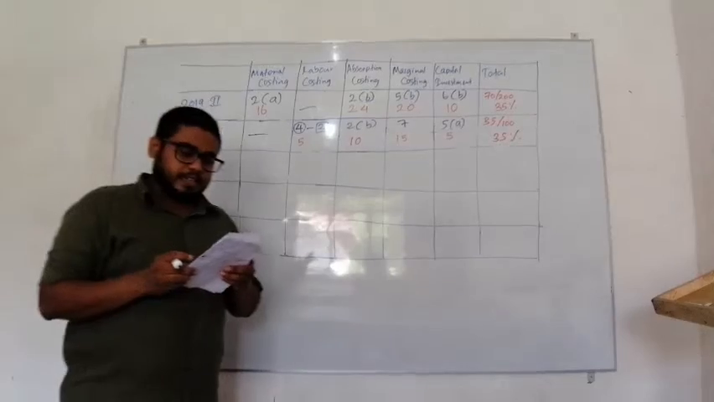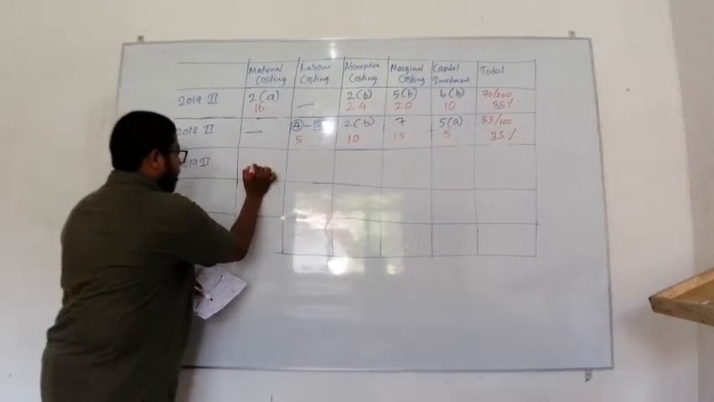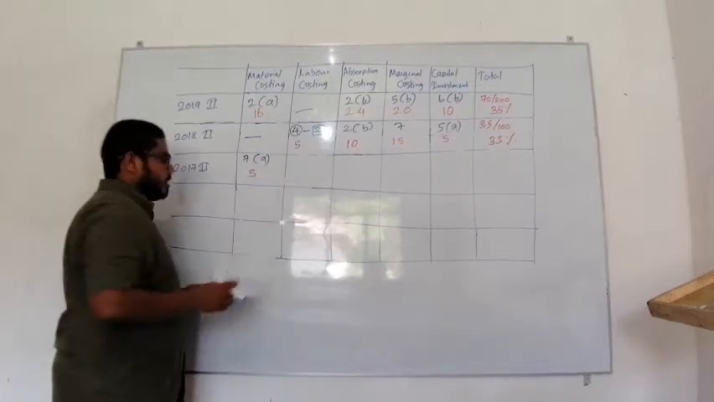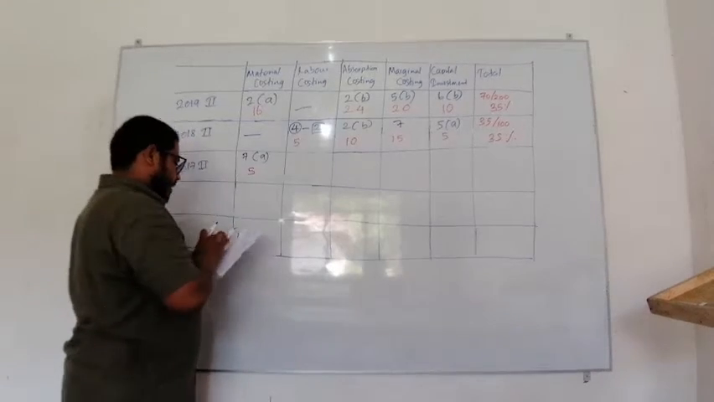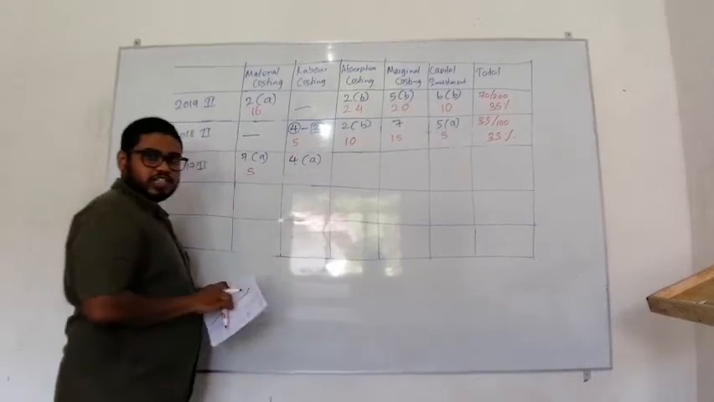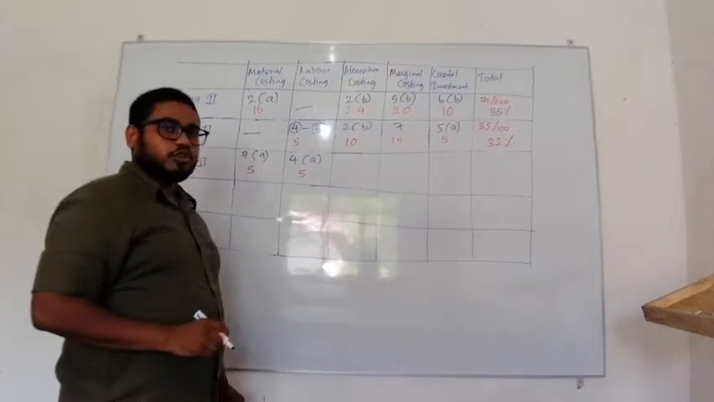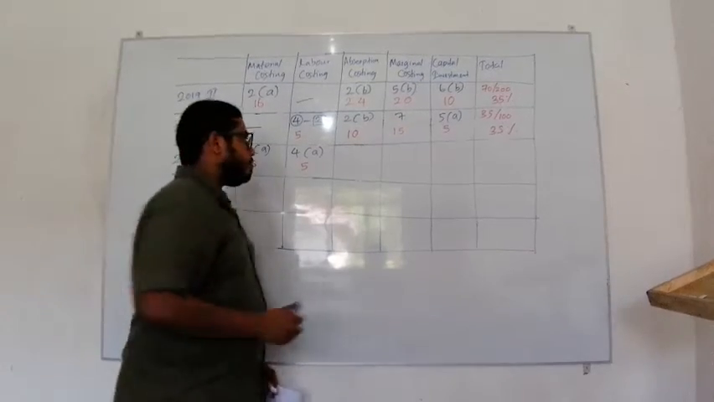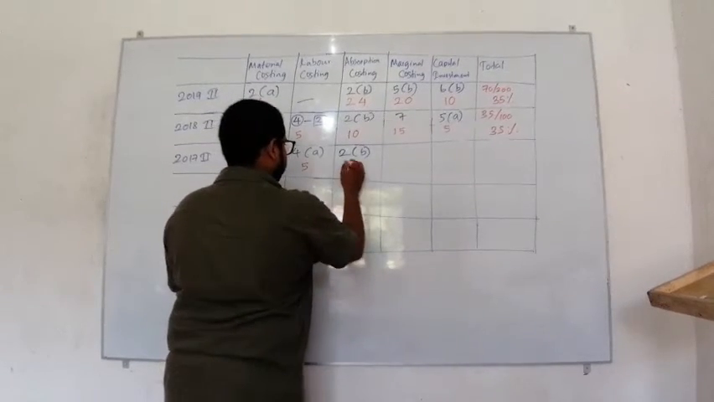When it comes to 2017, you can find a question for material costing for 5 marks, which is question number 7, part A. And also you can find a question related to labor costing in the 2017 paper, which is question number 4, part A, which carries 5 marks. When it comes to absorption costing, you will find a question in part 2 of the 2017 paper, which is question number 2, part B, which carries 10 marks.